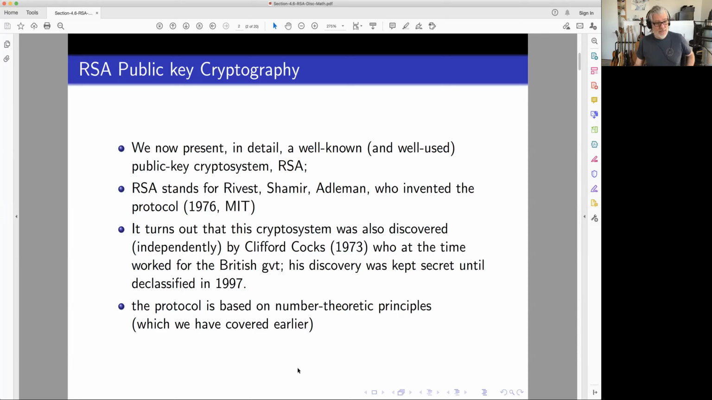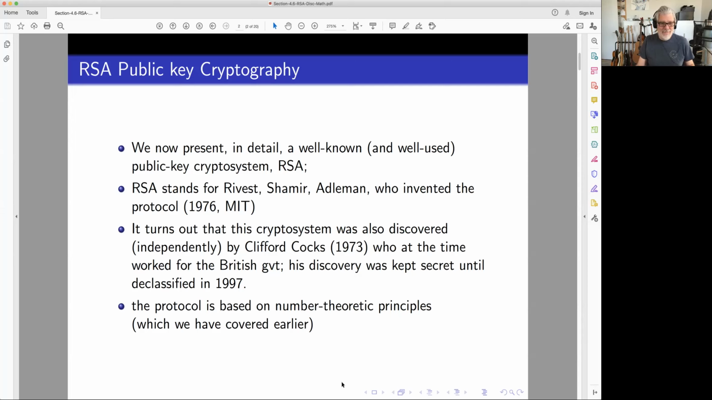That said, the same protocol was actually discovered 3 years before by Clifford Cocks in Great Britain, but he was working for the British government, so he couldn't publish his results. It was declassified many years later, in 1997, but the name has stuck. So it's RSA. Clifford shouldn't have worked as a secret agent, I guess.